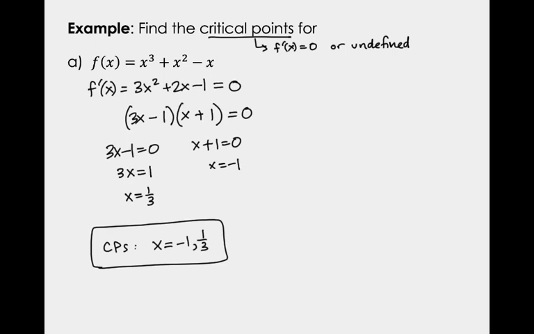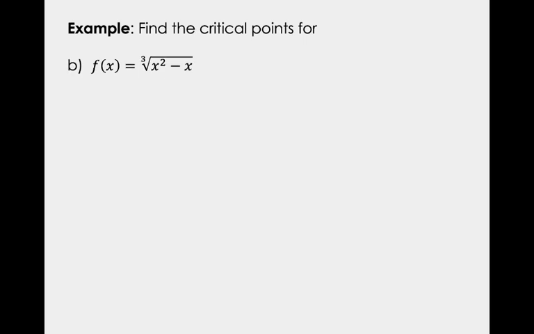All right, so let's look at one more. Let's find the critical points for this function, f of x equals the cube root of x squared minus x. I'm going to rewrite that so it's easier to take the derivative, as (x squared minus x) to the 1/3 power. We're going to need the chain rule here because we have an inside function and an outside function.